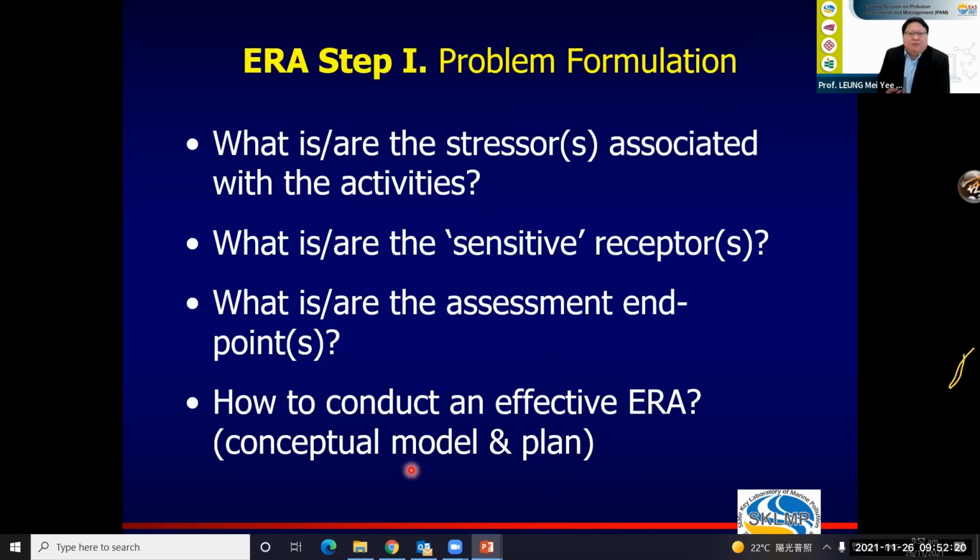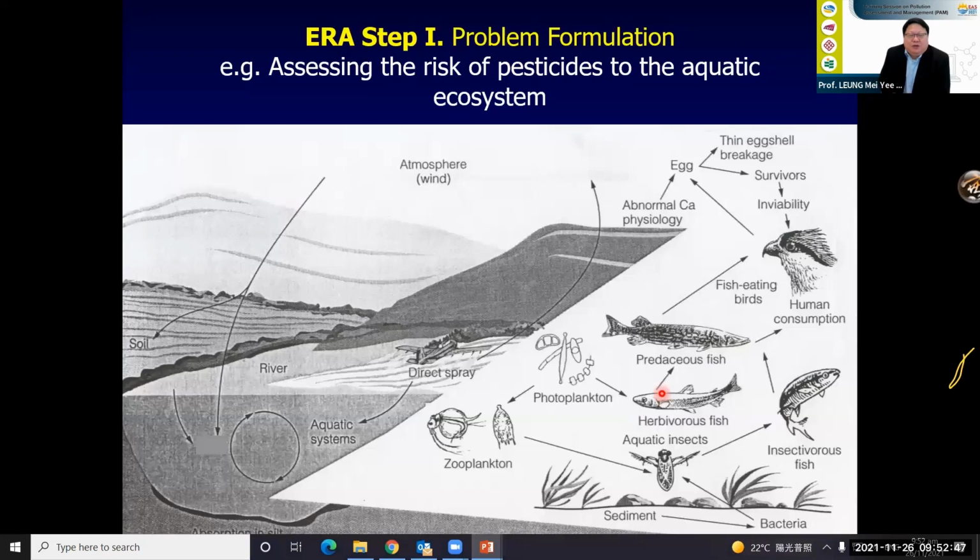So in the first step, during the problem formulation, we ask these questions. What is the stressor? Second one is, what is the sensitive receiver? The third one is, what is the assessment endpoint? What we're going to measure to evaluate the risk? And then how to conduct the entire process. Then we need a conceptual model and planning. So let me show you one example.